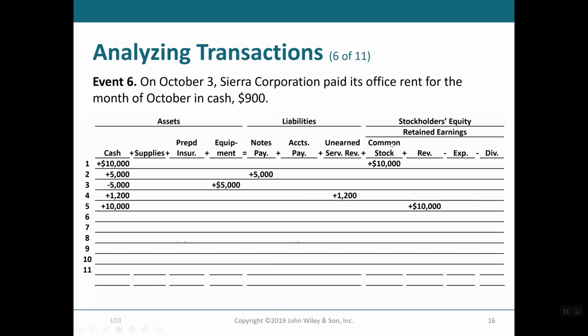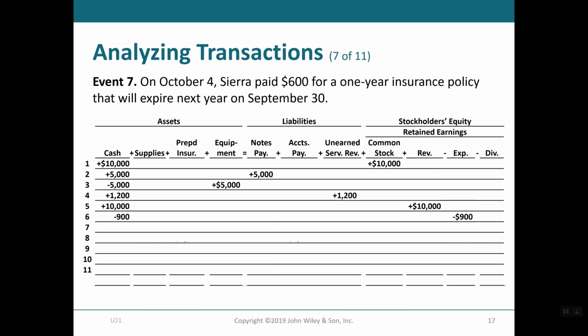Event 6, on October 3, Sierra Corporation paid its office rent for the month of October in cash, 900. So cash, which is an asset, was reduced, and we have expenses. And because expenses reduce the stockholders' equity, it's also going to be a negative sign, 900. So there we go. A reduction in cash and also a reduction in the stockholders' equity. I'm really hoping that we are understanding the explanation.